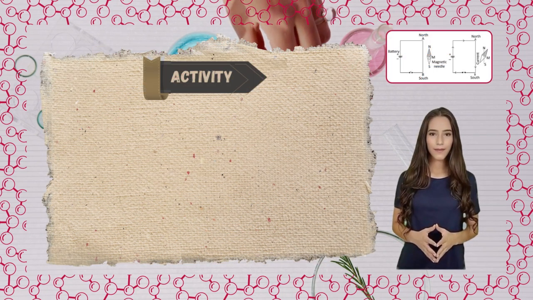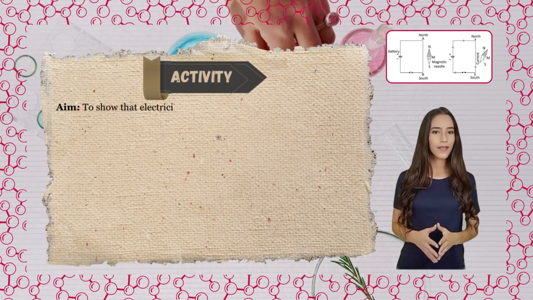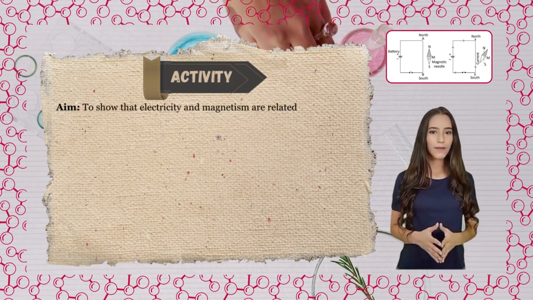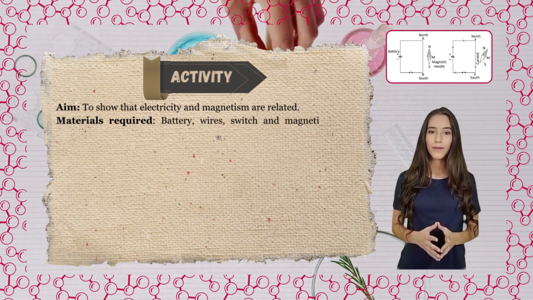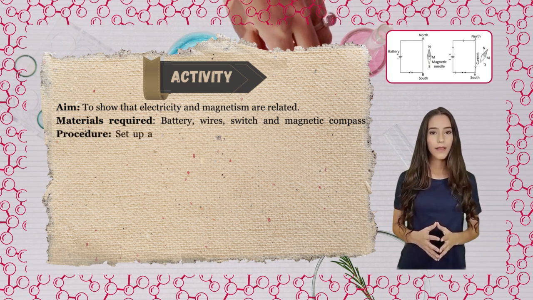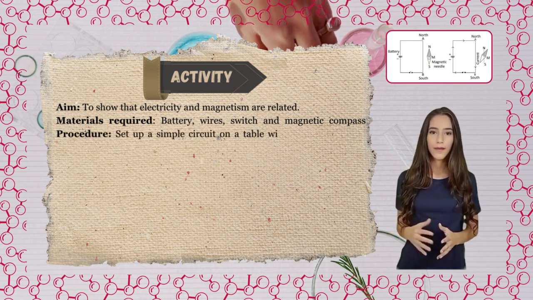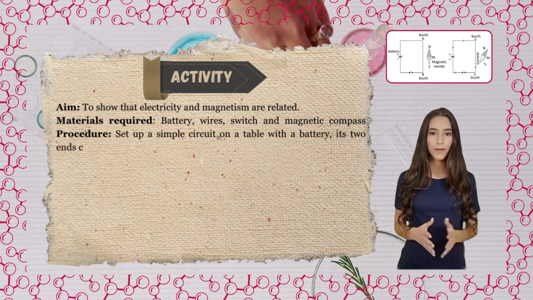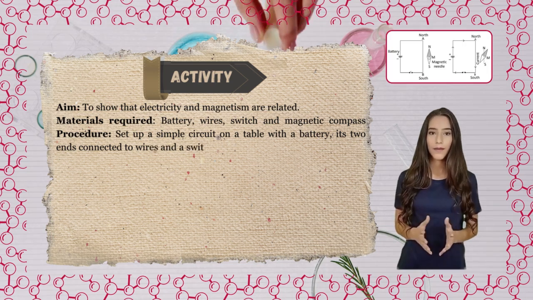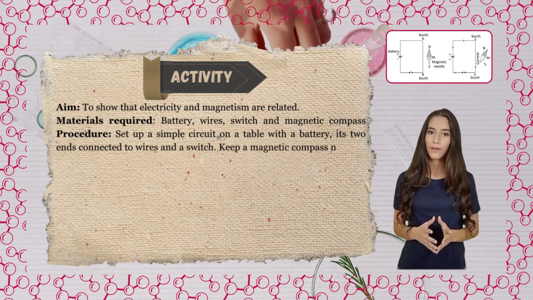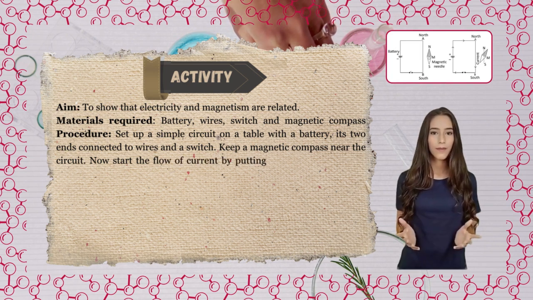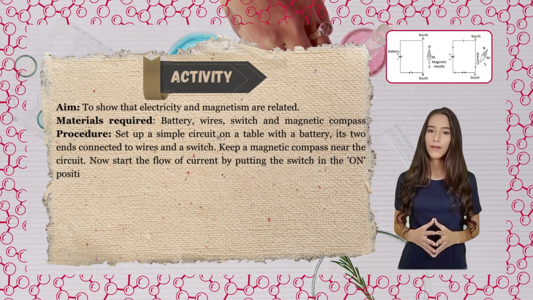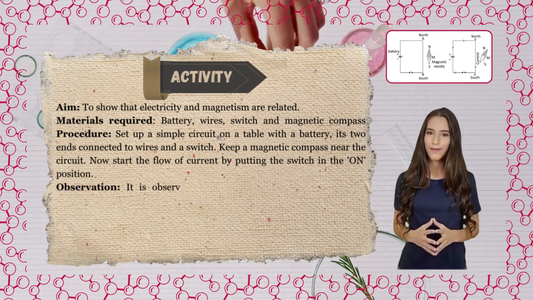Activity. Aim: to show that electricity and magnetism are related. Materials required: battery, wires, switch and magnetic compass. Procedure: set up a simple circuit on a table with a battery, its two ends connected to wires and a switch. Keep a magnetic compass near the circuit. Now start the flow of current by putting the switch in the on position.